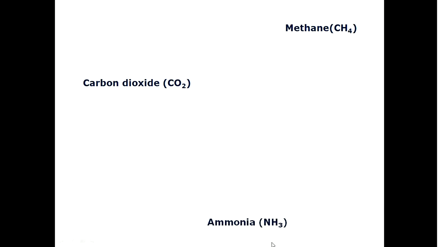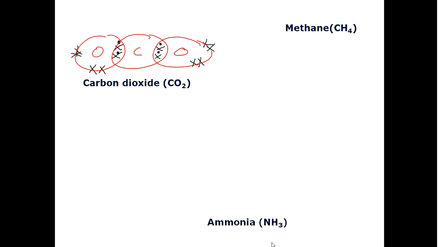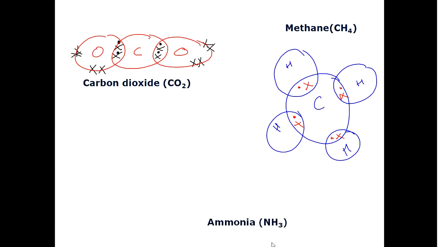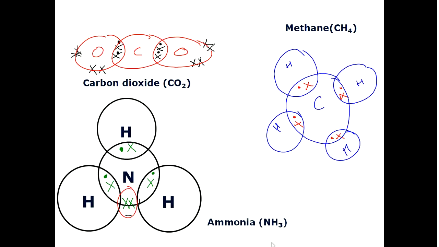Now let's practice with more questions. Complete the dot and cross diagram for carbon dioxide, methane and ammonia. Pause the video whilst you do so. This is the diagram for carbon dioxide, for methane, and finally ammonia. The red circle highlights the pair of electrons that belong to nitrogen but is not used for sharing.